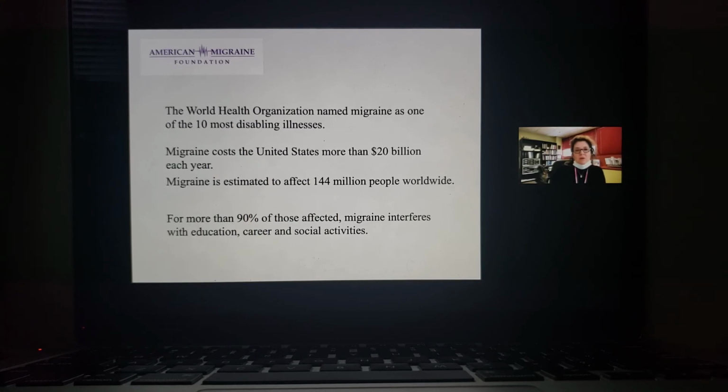So I mentioned the World Health Organization. We don't have to repeat that. It causes a lot of cost.